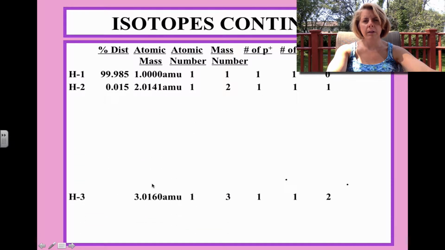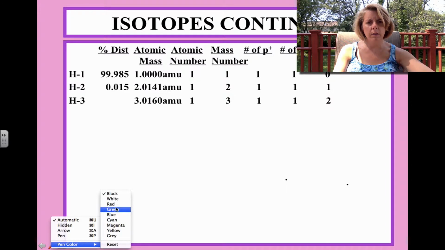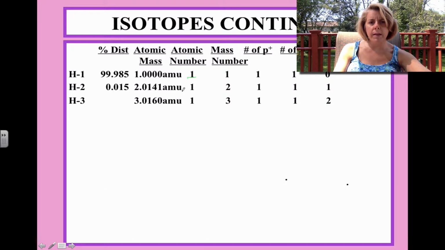Okay, here I have a nice long table, and I just want to point out for hydrogen, notice that they all have the same atomic number. However, their mass number is different. So we have 1, we have 2, and then we have 3. Now, notice that for each one, it has the same number of protons. And because it is a neutral atom, it has to have the same number of electrons. However, guess what? Hydrogen 1 does not have the presence of a neutron.